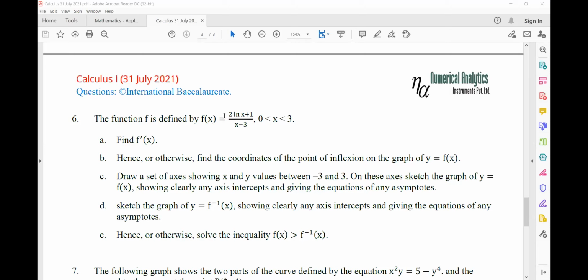Showing clearly any axis intercepts and giving the equation of any asymptotes. And then finally, sketch the graph of the inverse function f inverse x, showing clearly any axis intercepts and giving the equation of any asymptotes. Hence or otherwise solve this inequality. So this is a long question, and let's do it.